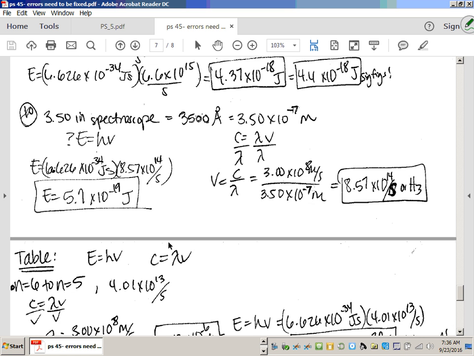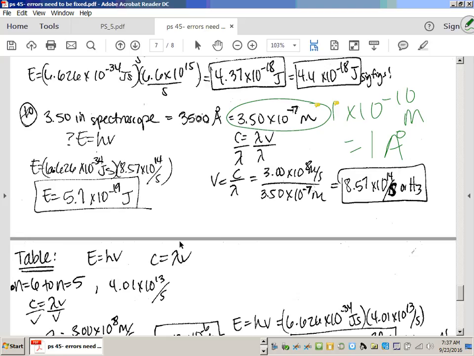Number 10. All right, so 3.5 in the spectroscope is actually 1,000 times greater, so 3,500 angstroms. And then what you guys probably did in your paper was convert from angstroms to meters by using 1 times 10 to the negative 10 meters is equal to 1 angstrom, or vice versa, 1 times 10 to the 10th angstrom is equal to 1 meter. So throughout that, you should just be getting the wavelength of 3.5 times 10 to the negative 7th meters. That is your wavelength.